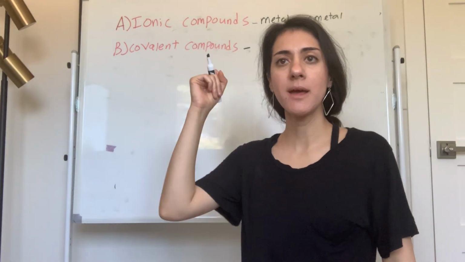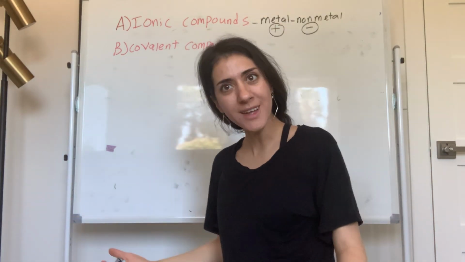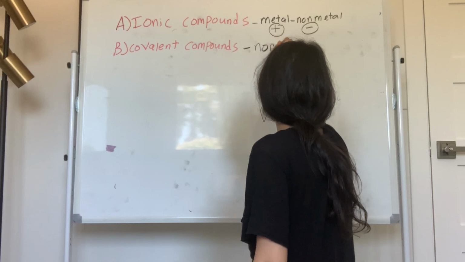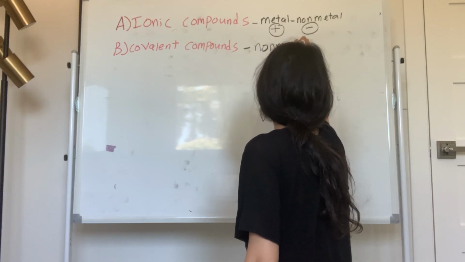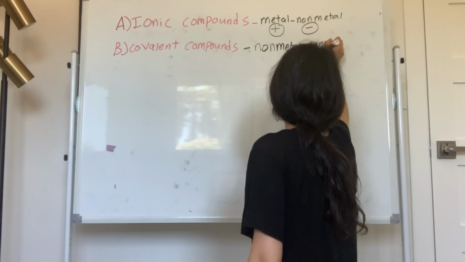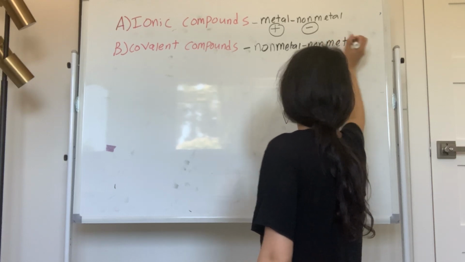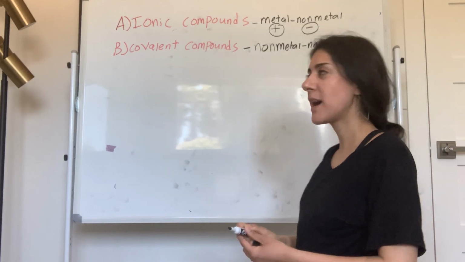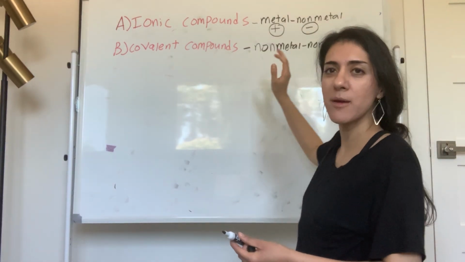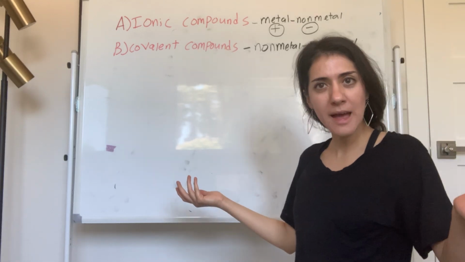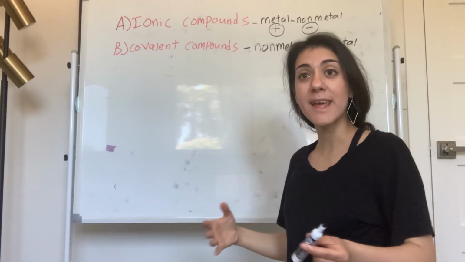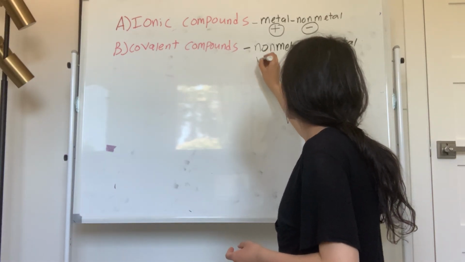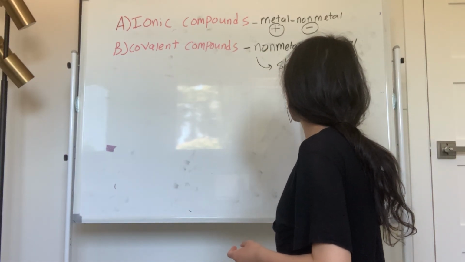So, ionic compound, a metal and a non-metal. Covalent compound, you have two non-metals together. Wait a second, how is that going to work? Because non-metals want to gain, right? So now you have two atoms that both want to gain. What's going to happen to that relationship? What they end up doing is sharing electrons.